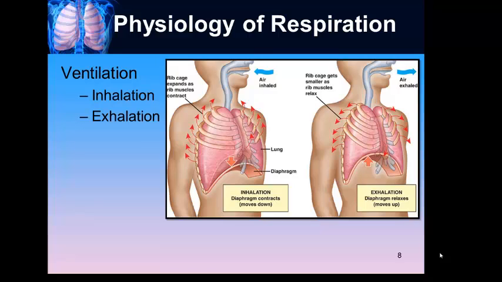Exhalation is passive because the chest muscles relax, increasing intrathoracic pressure and causing air to move out of the lungs. Chest and shoulder muscles can assist either inspiration or exhalation when needed. This is called accessory muscle use.